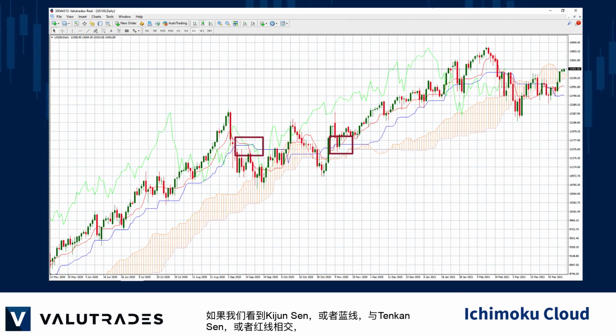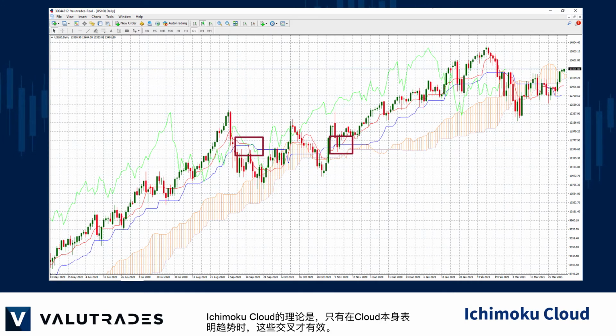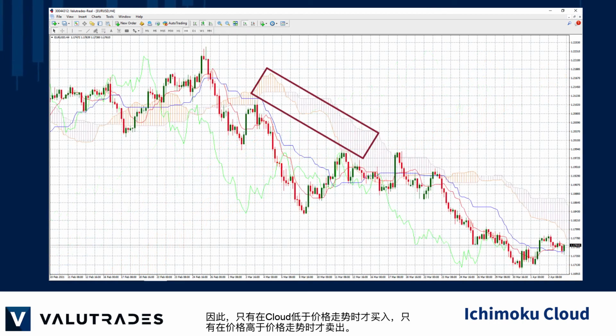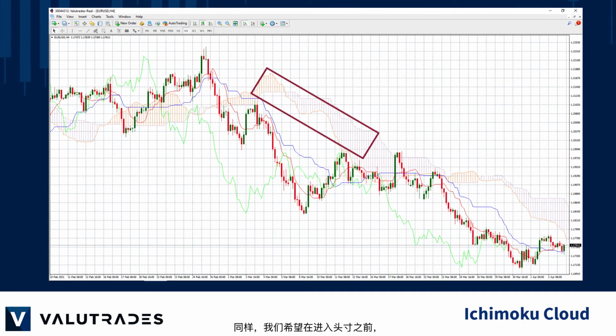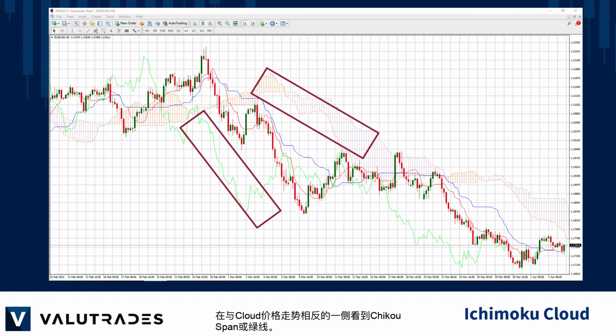If we see the Kijun Sen, or blue line, crossing the Tenkan Sen, or red line, we can treat these as our strategy of moving average crosses and look for a continuation of the trend or a new trend. The theory of Ichimoku Cloud is that these crossovers are only valid if the cloud itself is indicating a trend. Therefore, only buy when the cloud is below price action and only sell when the cloud is above price action. As well, we want to see the Chikou Span, or green line, on the opposite side of price action from the cloud before entering a position.